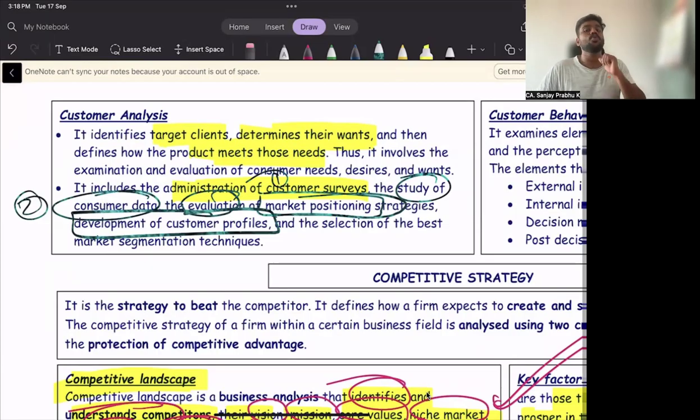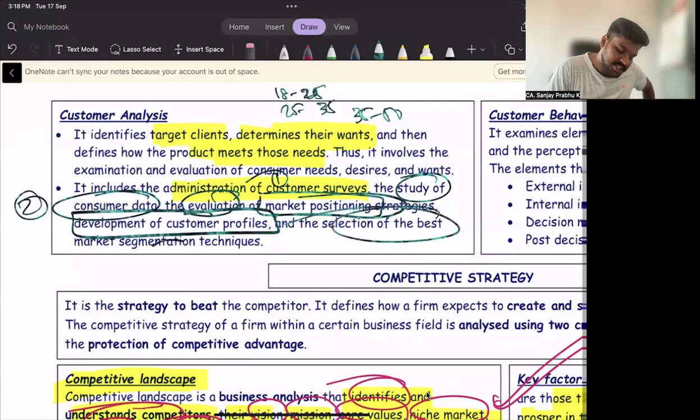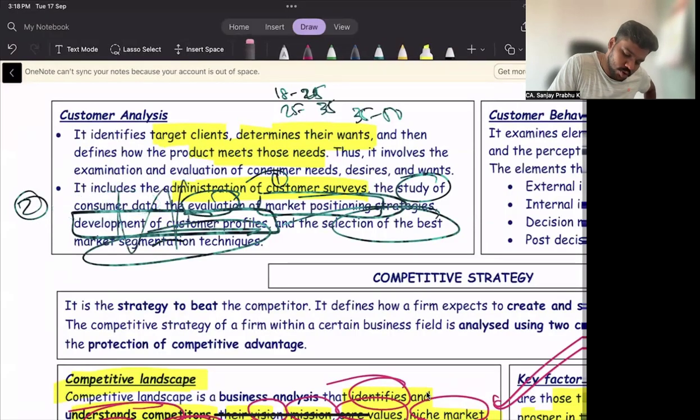I should understand who my customer is. What is the age group of my customer? 18 to 20, 25, 25 to 35, 35 to 50. Which category of customer purchases my product? Now I have to select the best market segmentation technique. So once again, this is a step. You should understand this step.